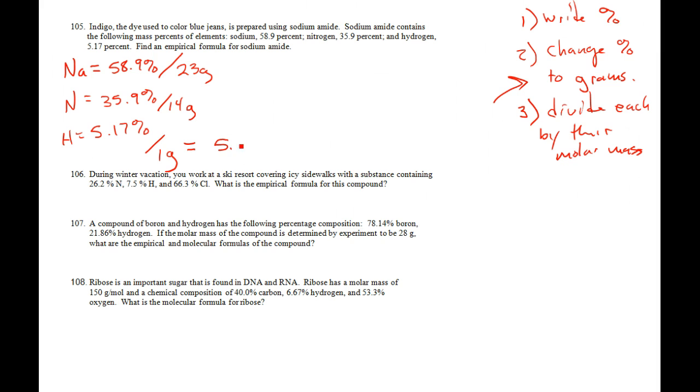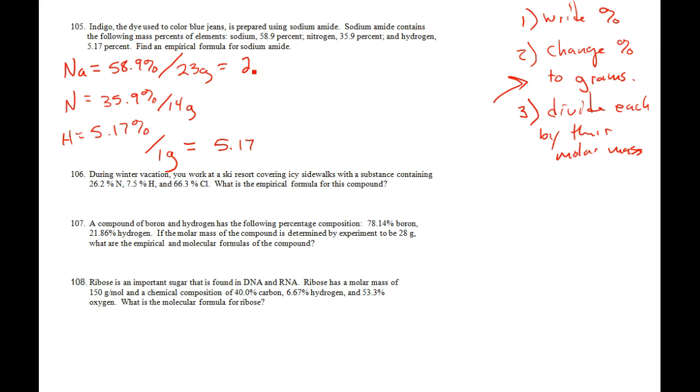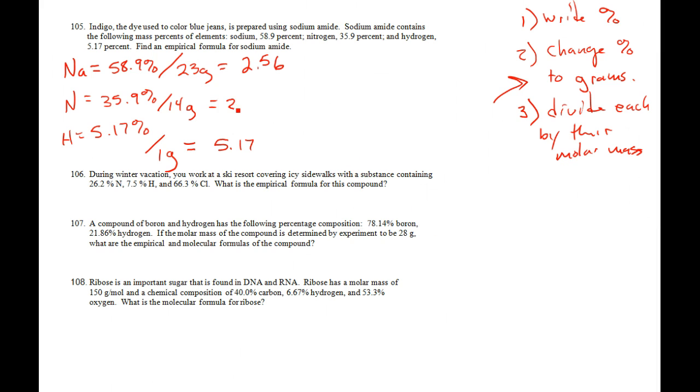This one's easy. It's 5.17. The other ones I'll pause and type them into my calculator. All right, you can see I typed it into my calculator for sodium, and I end up with 2.56. I haven't done nitrogen yet. I'll just do that real quick. 35.9 divided by 14. That equals 2.56 as well. All right, so I've divided each by their molar mass. That's the third step.